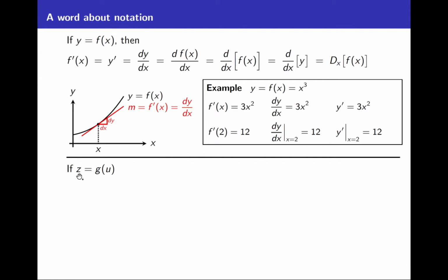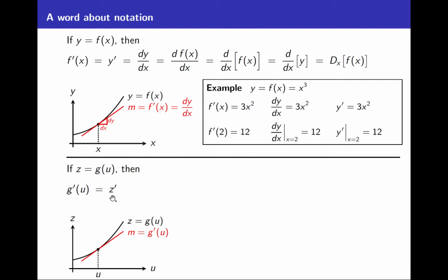Of course, the variables could be different. For example, if we have a function z equals g of u, whose picture is like this. You have a u-z axis, and here's the graph, z equals g of u. Its derivative would be g prime of u, which we could also write as z prime. Or, alternatively, dz/du. So again, dz/du is like a rise over a run on this tangent line. That would be the slope of the tangent line, which is g prime of u.